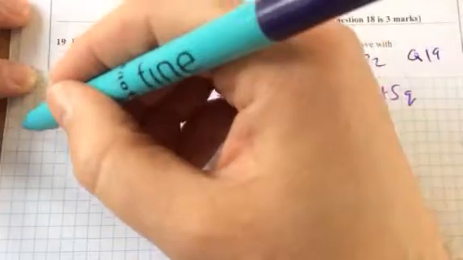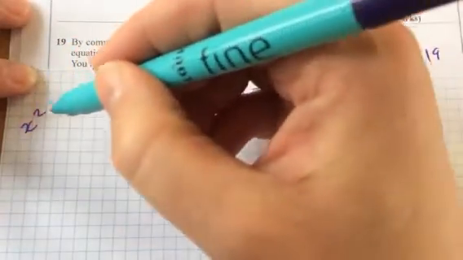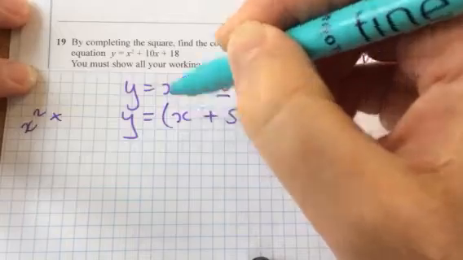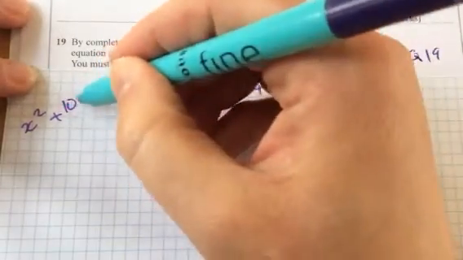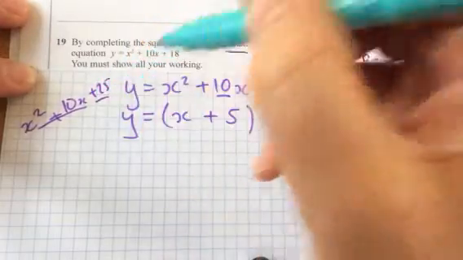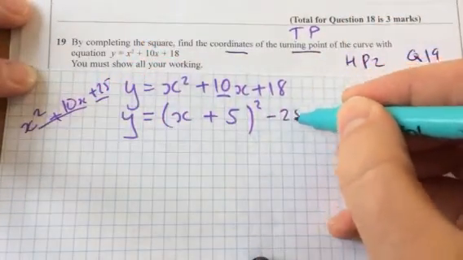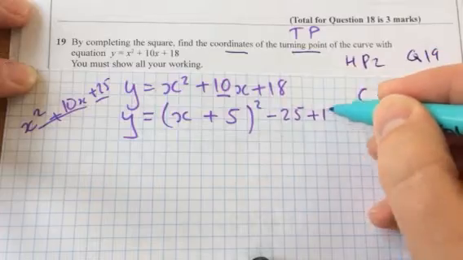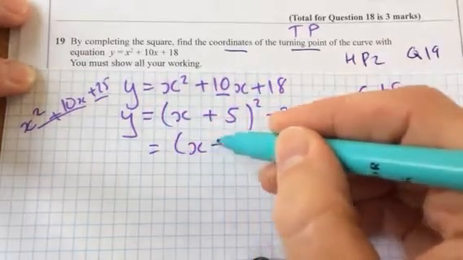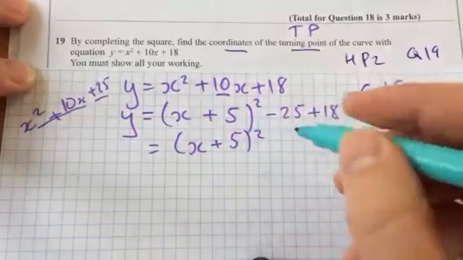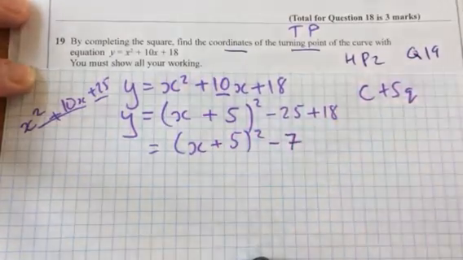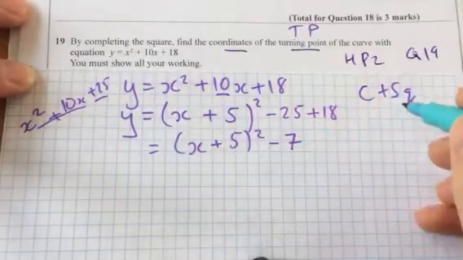Now we should know, if we expand that, x plus 5 would have x squared plus 5x plus 5x would be plus 10x. That's what we want. But we know that's also going to give us plus 25. So we need to get rid of that 25 and we still have that 18. So that's going to correct our term there. So we can clear that up. x plus 5 squared minus 25 plus 18 is minus 7. So that's completing the square.